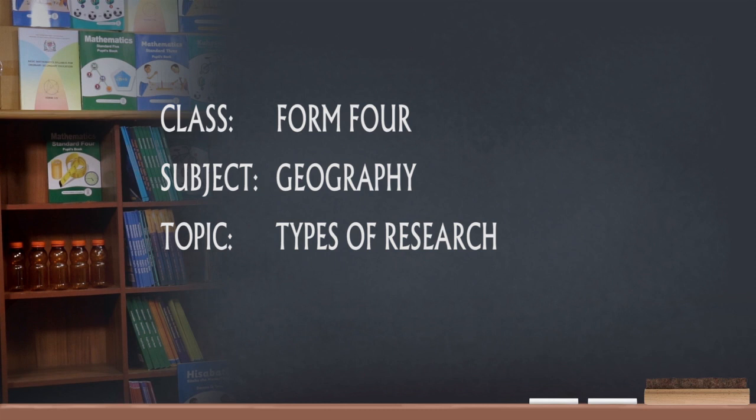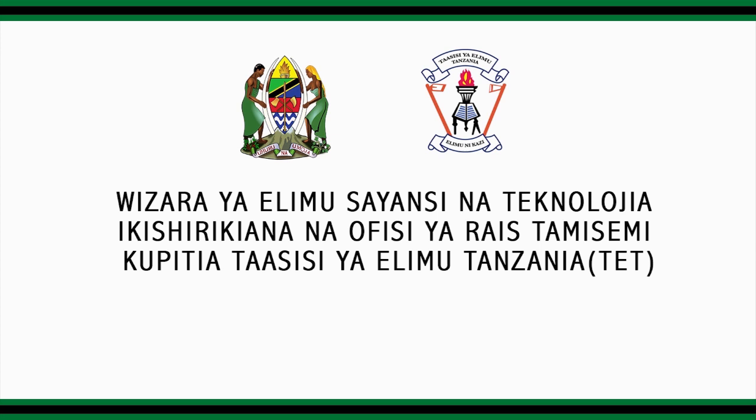Number 6, analytical research. The researcher has to use facts or information already available and analyze them to make a critical evaluation of the material. Analytical research involves in-depth study and evaluation of the available information in an attempt to explain complex phenomena.